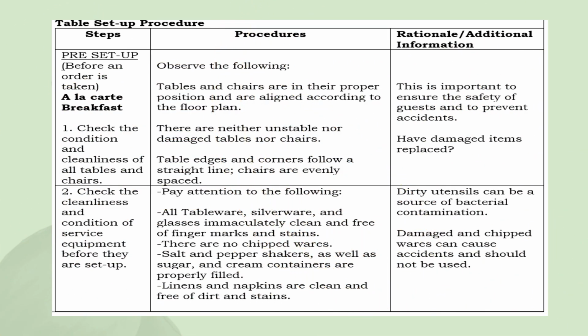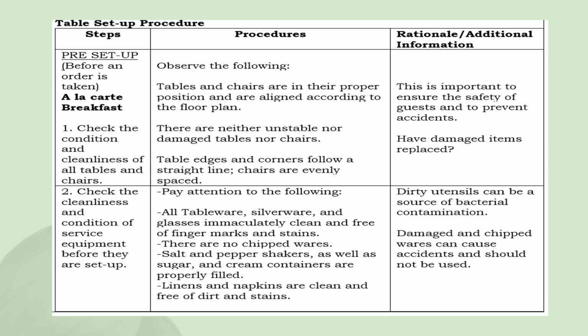We also have the table setup procedure. For the first column, we have the steps, second column procedures, and third column rationale or additional information. Pre-setup, before an order is taken, a la carte breakfast. Number 1, check the condition and cleanliness of all tables and chairs. Procedures, observe the following. Tables and chairs are in their proper position and are aligned according to their floor plan.